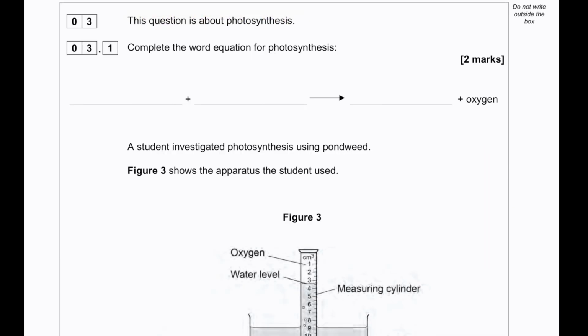This question is about photosynthesis. Complete the word equation for photosynthesis. So we know in photosynthesis we use carbon dioxide, which we then react with water in the presence of sunlight, and this produces glucose and oxygen.